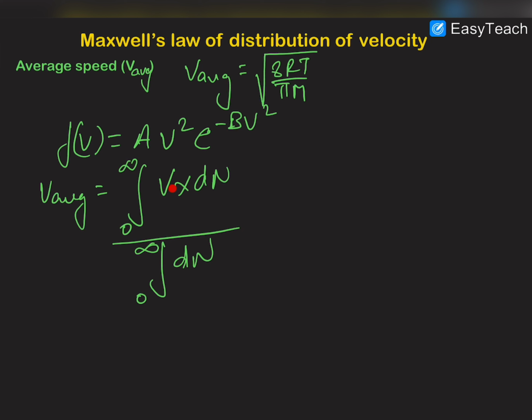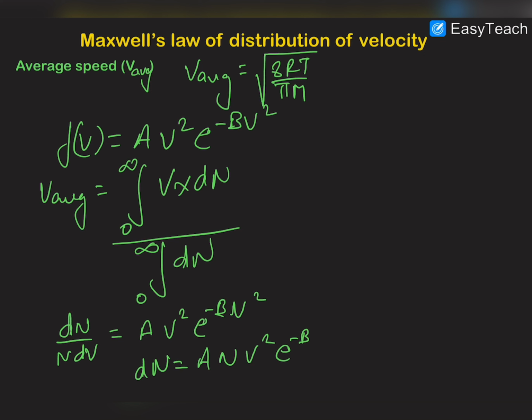Now this v dn is actually the addition of v for the number of times that how many molecules are existing. So this is integration v dn, and the limit would be 0 to infinity. I'll tell you why. Because f(v) is dn by n by dv, so f(v) will be A v square e to the power minus b v square. So dn will be equal to A into N into v square into e to the power minus b v square into dv.